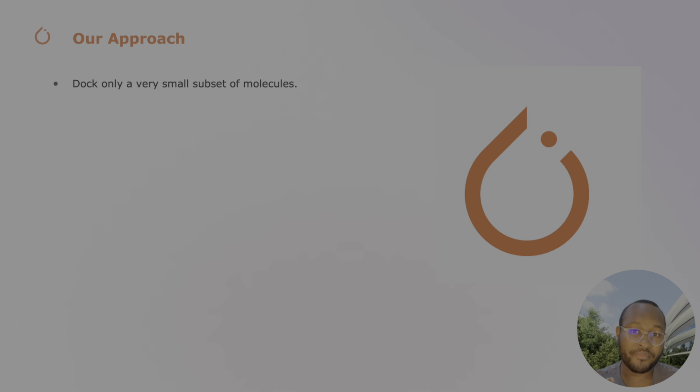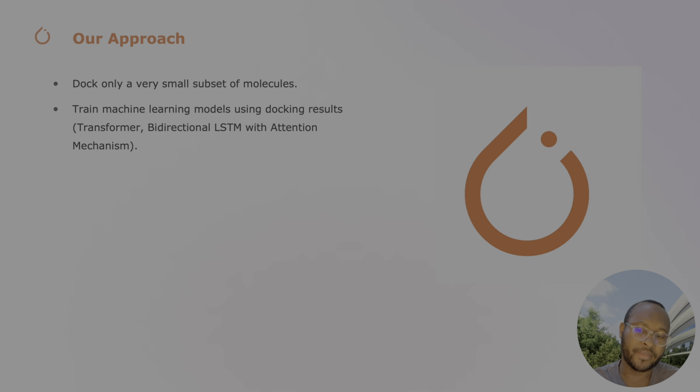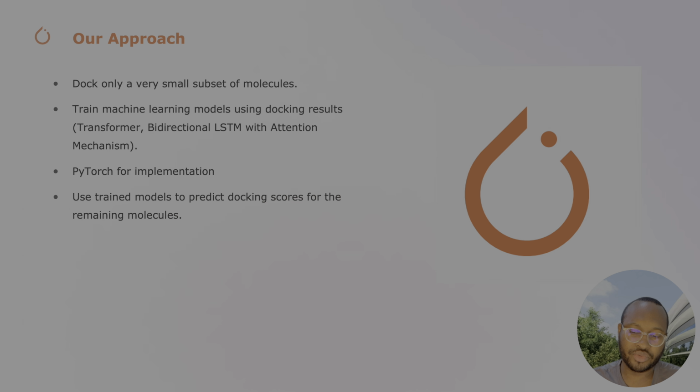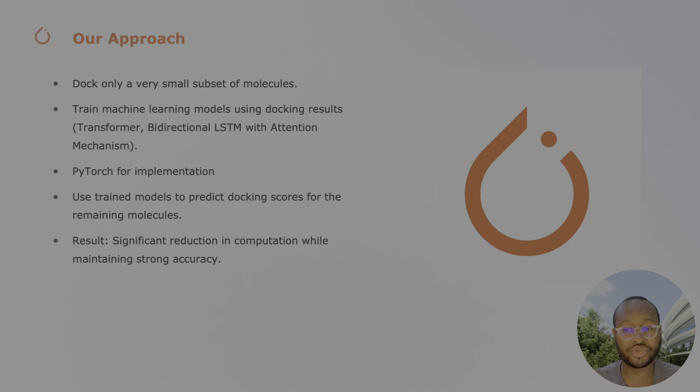Let's say we have millions of molecules. We only dock a subset of them. Out of 1 million, let's say we dock 7,000, and then we train a machine learning model to model the relationship between the docked ones and the target protein, so that for the remaining ones that were not docked, we are able to predict their docking scores without actually doing the docking. I used different models, Transformer and LSTM back then, and obviously PyTorch for the implementation. For the remaining molecules that were not docked, the trained model is used to predict the docking scores. This significantly reduced the time that would be used for docking, while also maintaining accuracy.